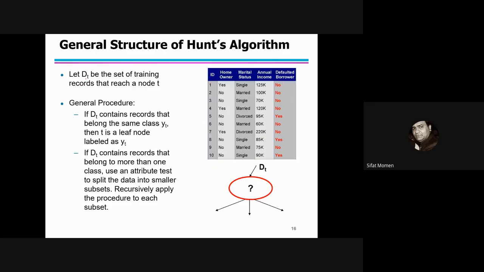So let DT be the set of training records that reach a node T. So DT is the training set. What's the general procedure? If DT contains records that belong to the same class, then there could be a leaf node.